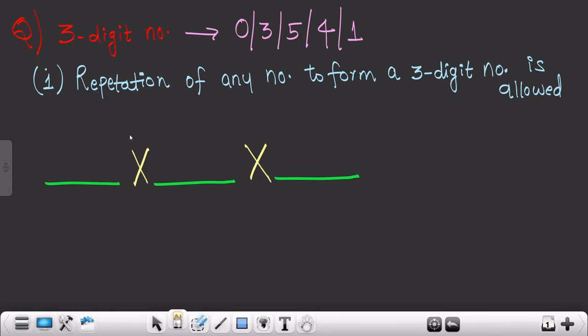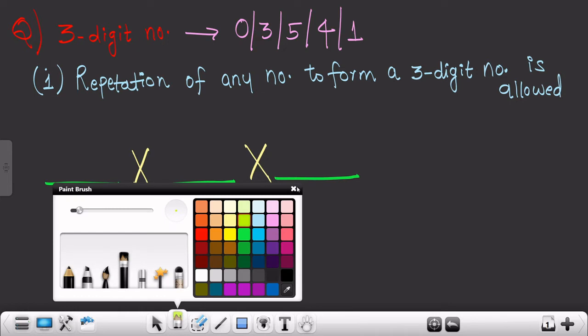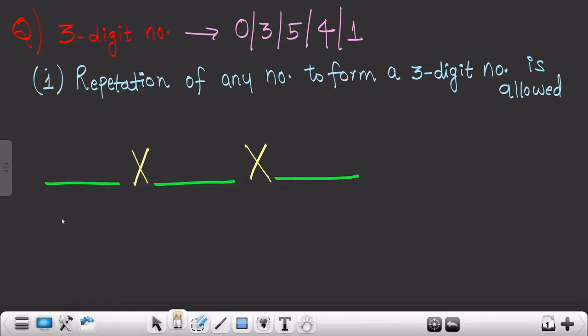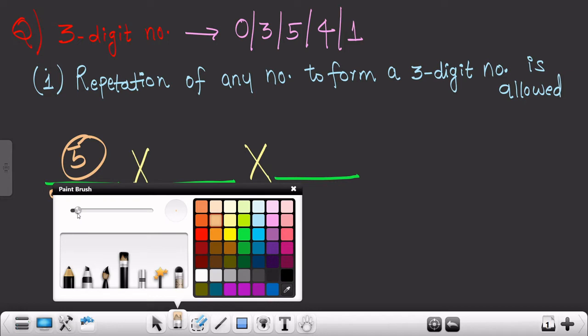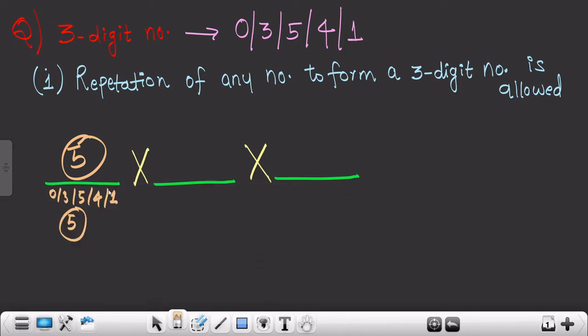Now first of all tell me, in how many ways can the hundreds place be filled? You will bluntly say, sir, 1, 2, 3, 4, 5. So we have 5 numbers available, so we may fill the hundreds place with 0, with 3, with 5, with 4, or maybe 1. So we can fill it in 5 different ways, and that's why your answer would be 5. You will say, sir, I did this numerical correctly, because you are also getting the same answer. My dear friend, this answer is absolutely wrong. The hundreds place can't be filled in 5 different ways.